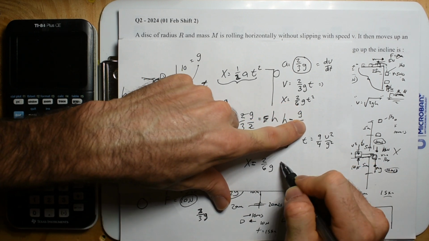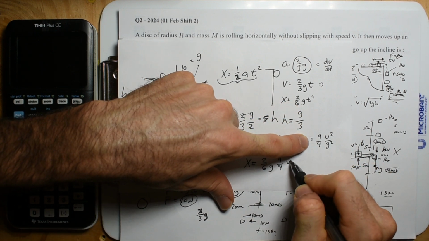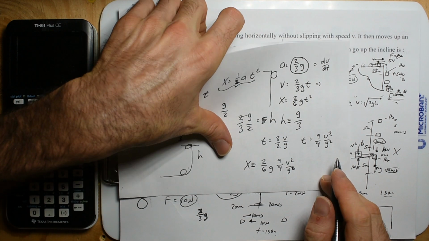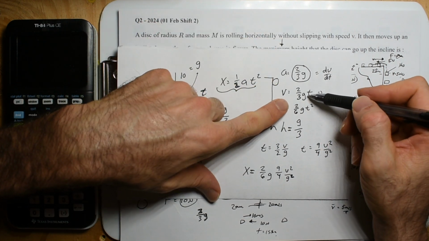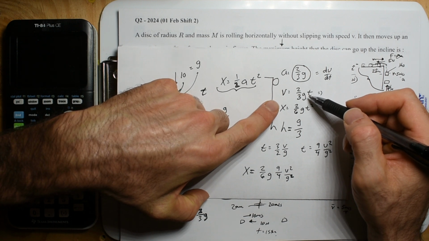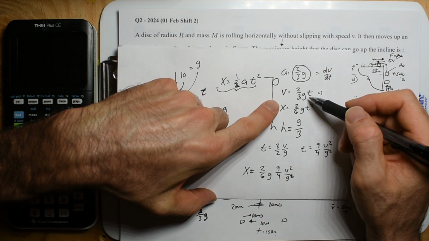Alright, so we're going to have 2/6 g times 9/4 v squared over g squared. Oh, I feel like I messed this up. Oh, yeah. Oh, bummer. Oh, no, never mind.